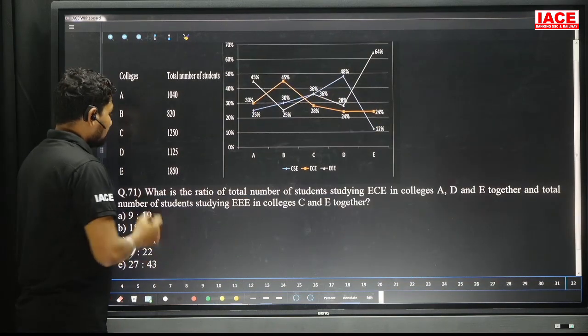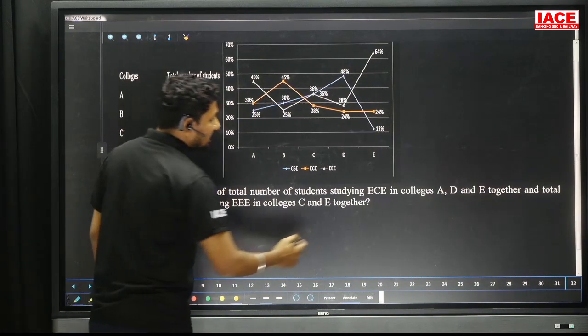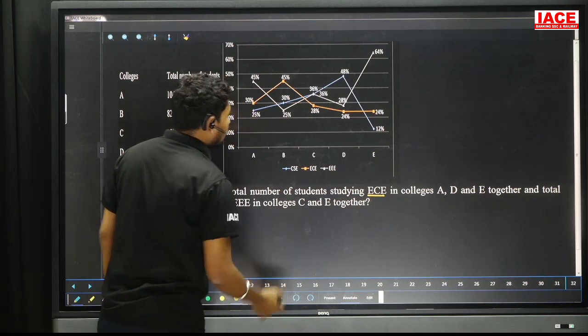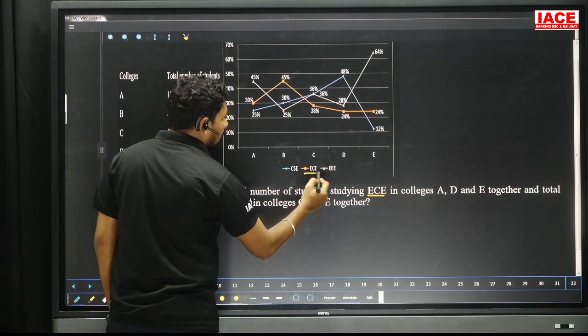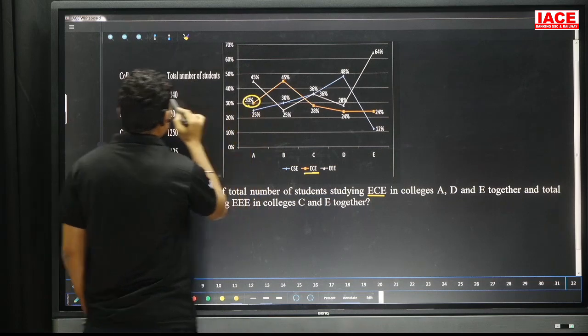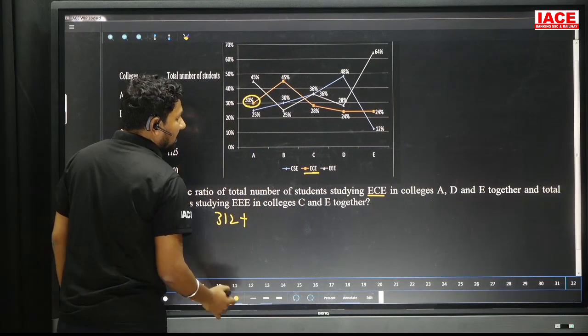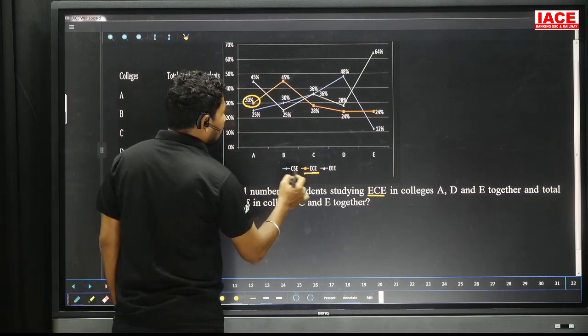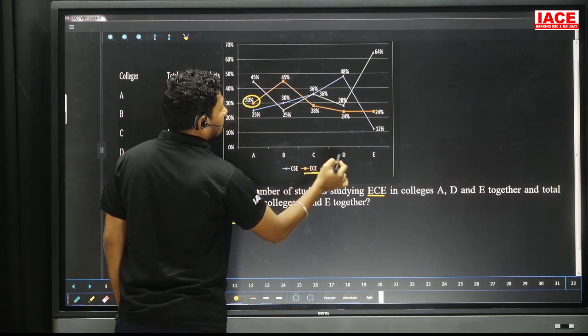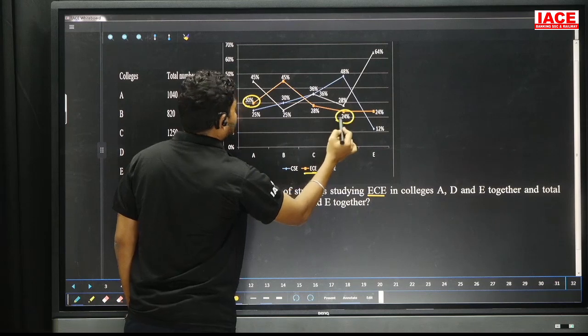Question number 71. What is the ratio of the total number of students studying ECE in college A? ECE in college A means it is orange. Here the 30% is 30% of 1040. 3 into 1, it is 312 plus. Then D value is required. D value is from here, orange value 24%.